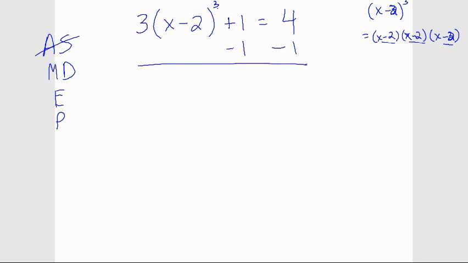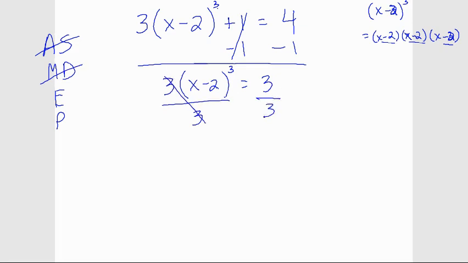So 1 minus 1, that cancels. I'm just left with the quantity of 3 times x minus 2, quantity cubed. 4 minus 1 is 3. Because I can't distribute this, I'm going to go ahead and divide by 3. Okay, that cancels. Divide by 3 here. I get x minus 2 cubed. 3 over 3 is 1.